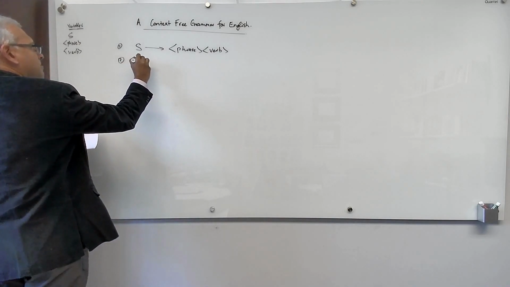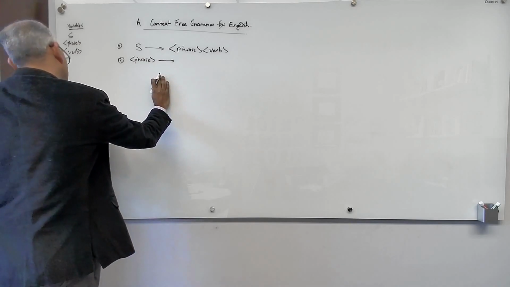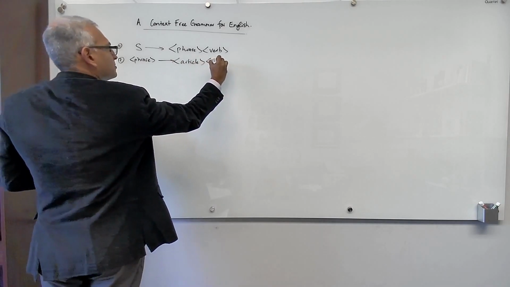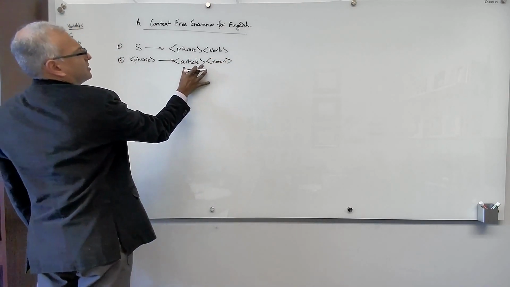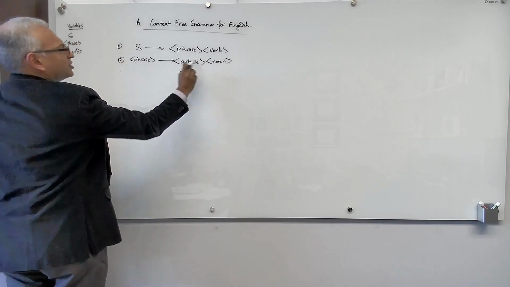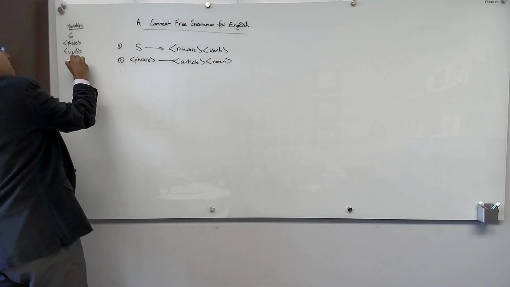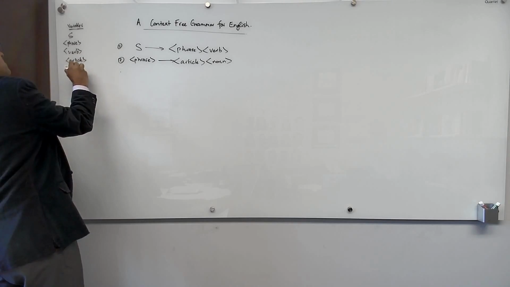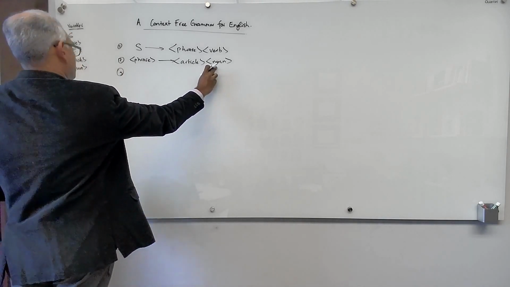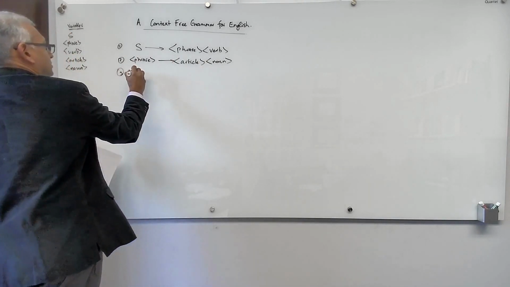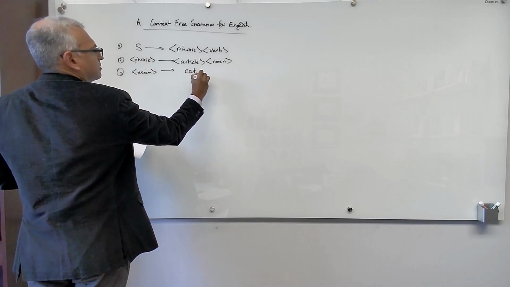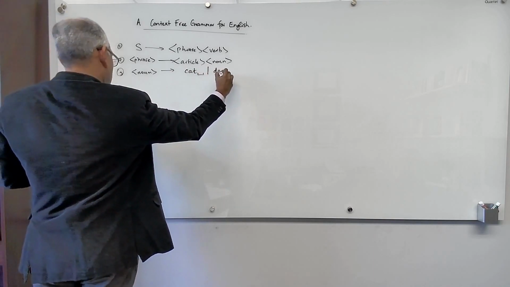So phrase can transition to, so this is a production rule, transitions to an article and a noun. So you can think of this as something like an or a dog. Okay, and so now we've introduced two new variables. We've got articles and nouns. Okay, these are variables. And what can a noun transition to? Okay, so a noun can transition to either cat with a space or dog with a space.